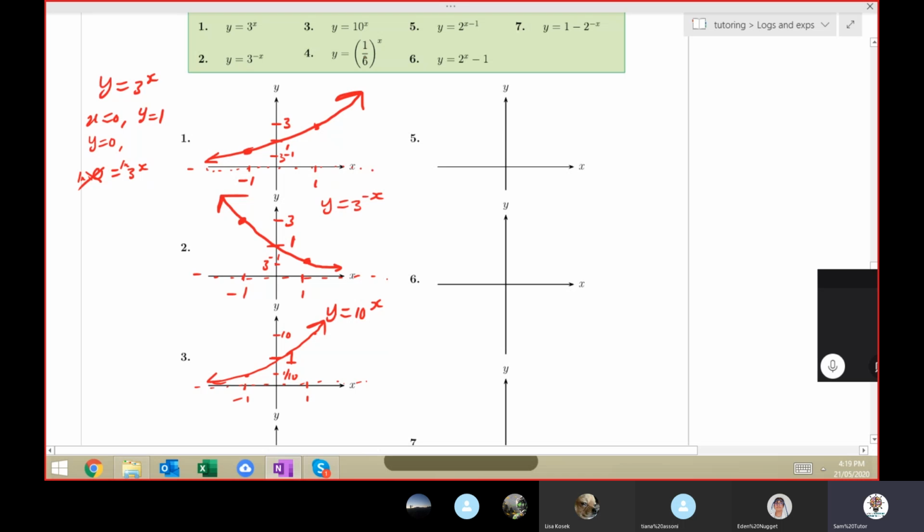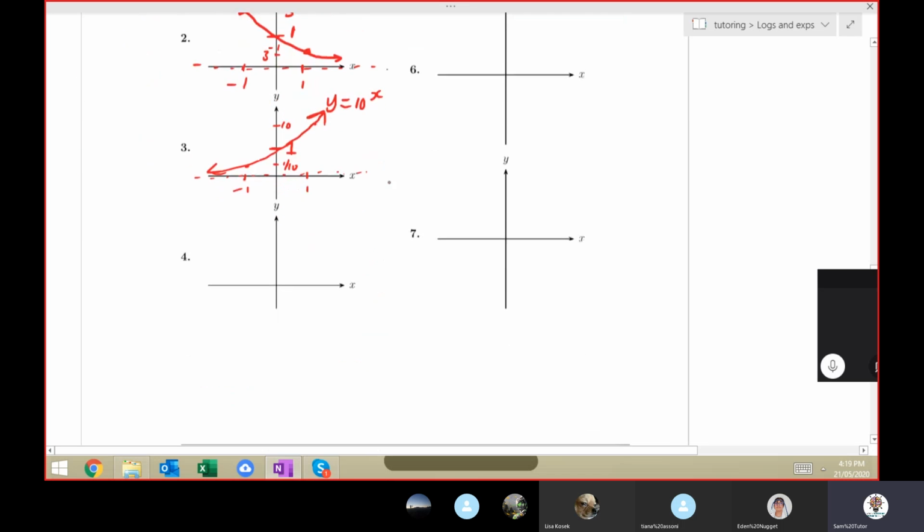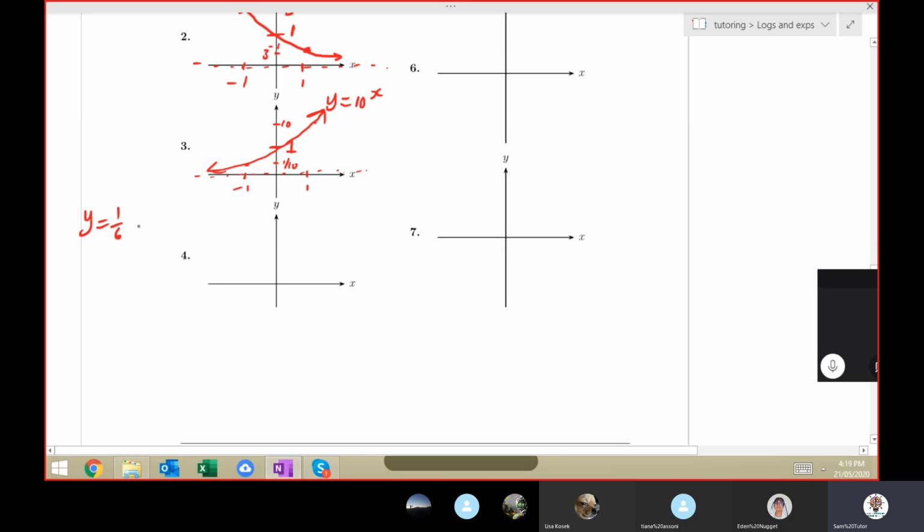Next one, y equals 1/6 to the power of x. So y equals 1 on 6 to the x. Okay, what's the first thing I'm going to sub in? x equals 0. And then I get anything to the power of 0 is 1. What's the next thing you will sub in, Eden? After 0, you've already subbed in x is 0. 1. You'll sub in 1. And when you sub in 1, you get 1 on 6, which is down here. So there it is. And then what's the next number you would sub in?